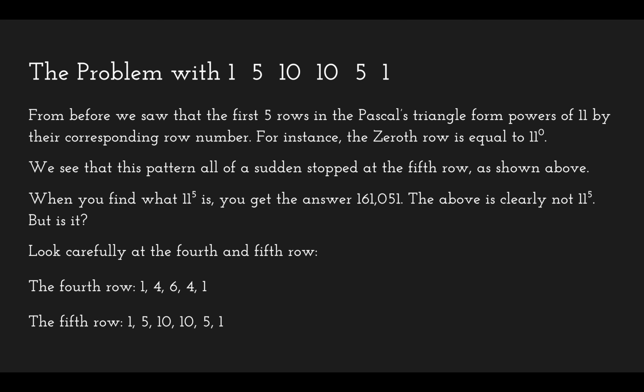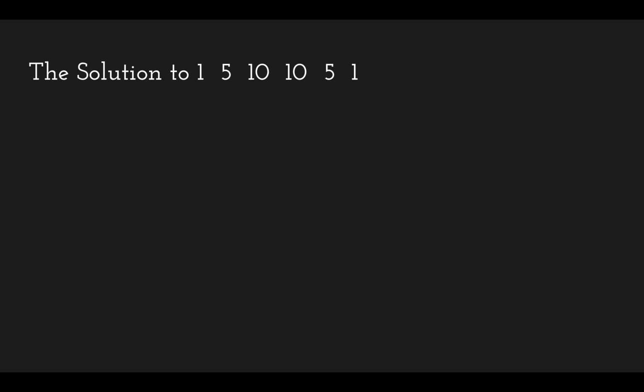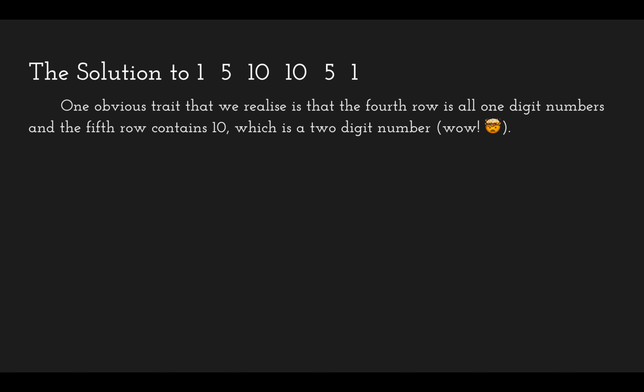Let us look carefully at the 4th and 5th rows. The 4th row: 1, 4, 6, 4, 1. The 5th row: 1, 5, 10, 10, 5, 1. One obvious trait that we realize is that the 4th row is all 1-digit numbers, and then the 5th row contains 10, which is a 2-digit number. Whoa.